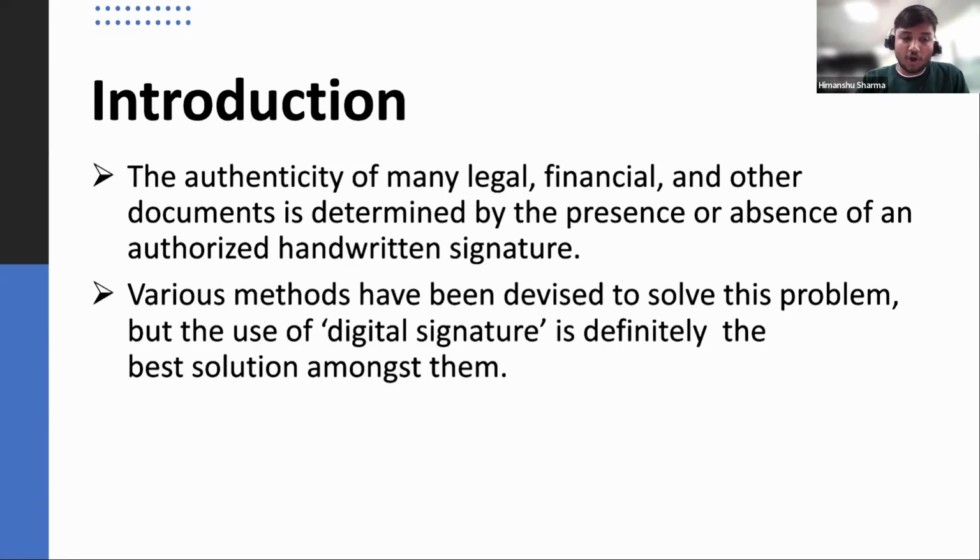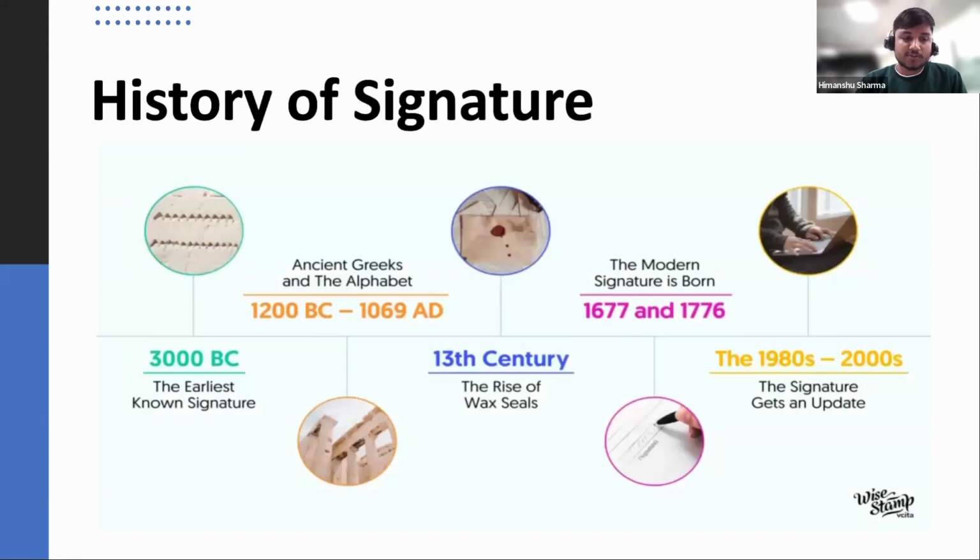Okay, let's talk about signatures and their history. As you see, around 3000 BC, signatures were made on stones, and they represented identity by creating words and symbols according to their traditions. Between 1000 and 1200 BC and 1069 AD, writing and language were an important part of both Greek and Roman cultures.